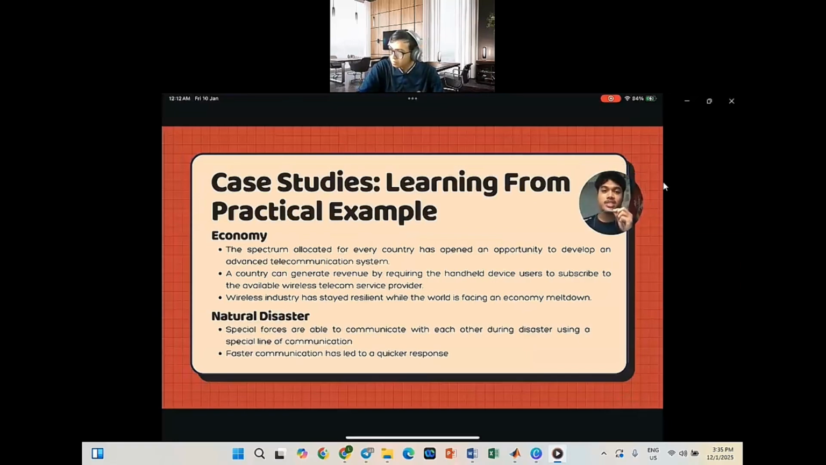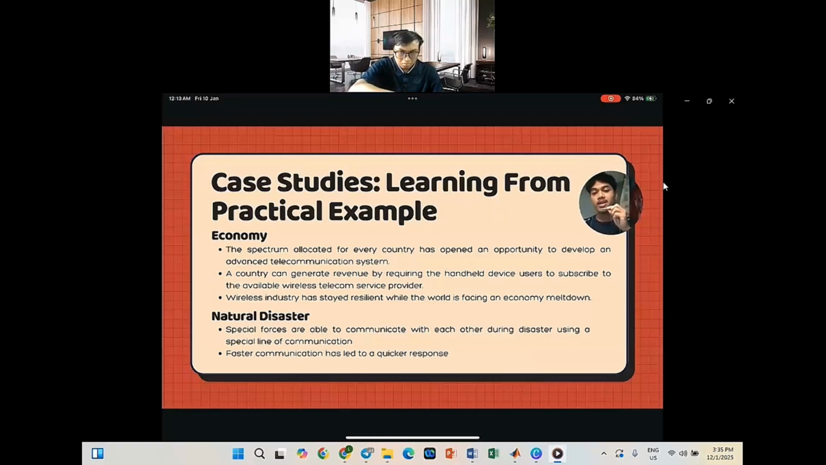The first one is economy. A country can generate revenue by requiring handheld device users to subscribe to the available wireless telecom service providers like Celcom, Digi, and others. And actually, a fun fact, the wireless industry has stayed resilient while the world is facing an economic meltdown.